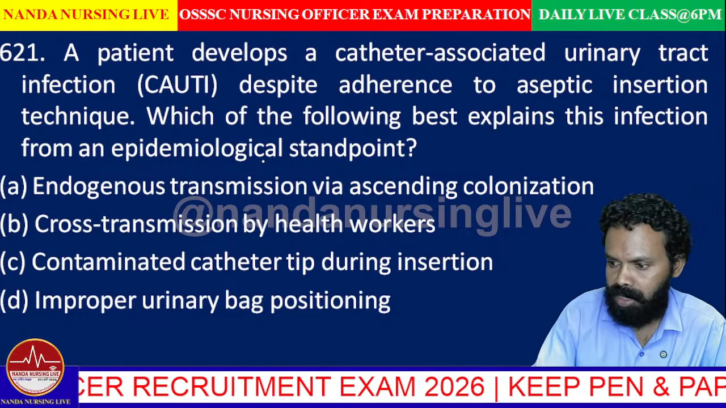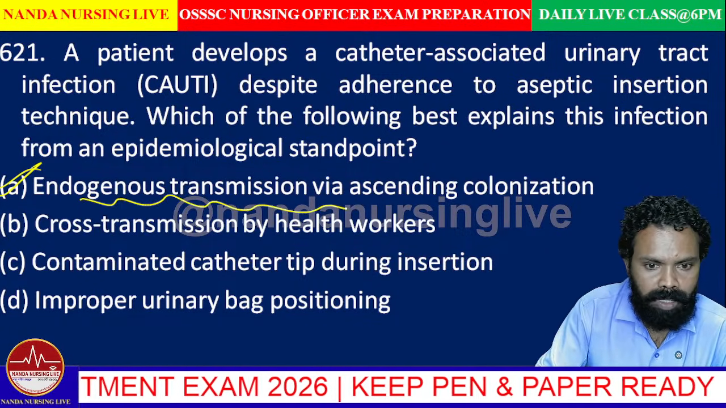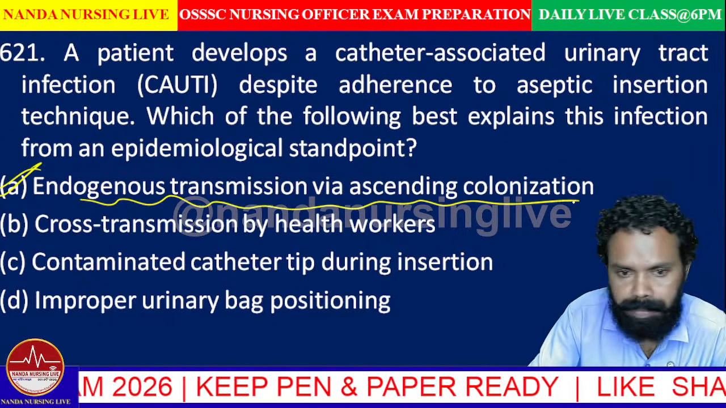So which option is the correct answer, beta? The correct answer is option A, endogenous transmission via ascending colonization, right? Option A is the correct answer, beta.